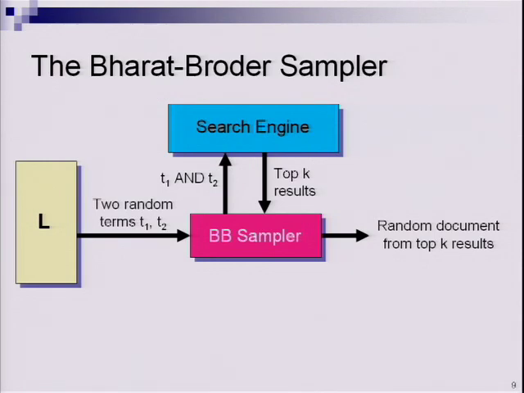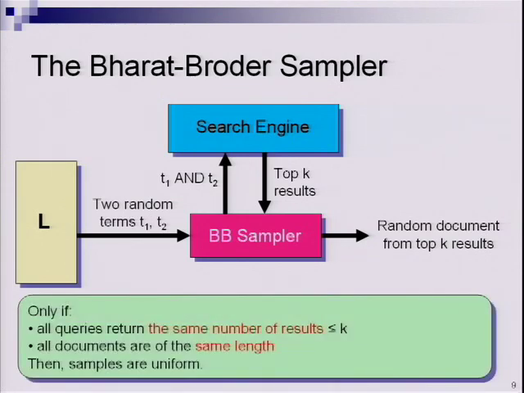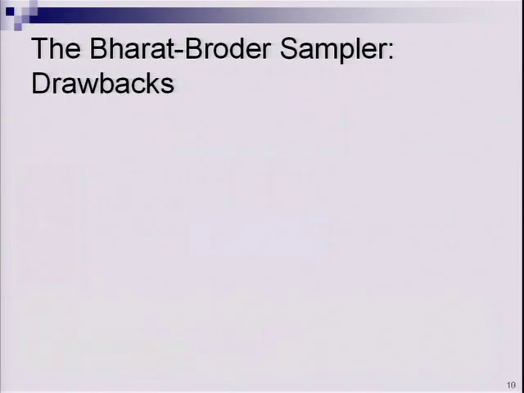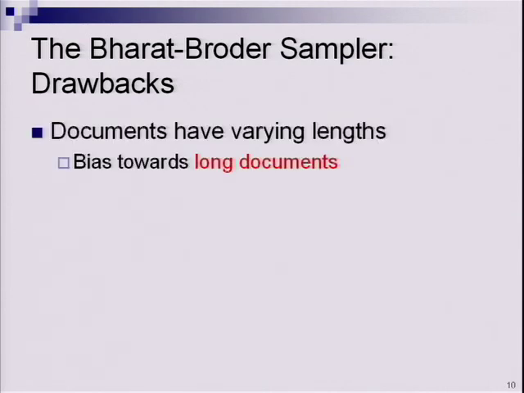So now the question is, why does this give a random sample from the corpus D? Well, you can prove that under two assumptions. First, that all queries return exactly the same number of results, and moreover, all of them return at most K results, and secondly, that all documents are of the same length. Then the samples are indeed uniform. Well, you can see right away what the problem is: these two assumptions do not hold in reality, which means that the samples have bias. They are not really uniform.